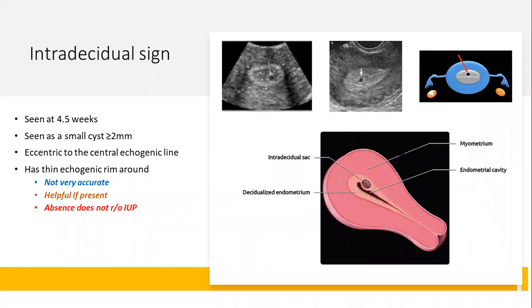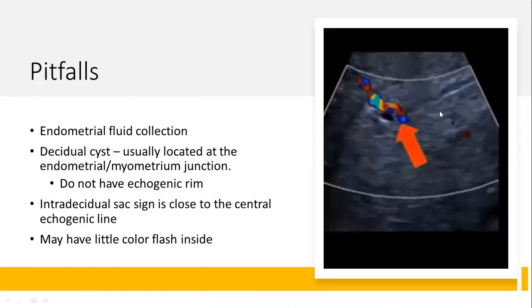And we also have a few pitfalls when looking at the intradecidual sign, which include just an endometrial fluid collection, which might be seen and mistaken as an intrauterine pregnancy. Sometimes you also get decidual cysts. But if you look carefully, these are located at the endometrial myometrial junction. It's not closer to the echogenic line as compared to our intradecidual sac sign. And also, it does not have an echogenic rim.